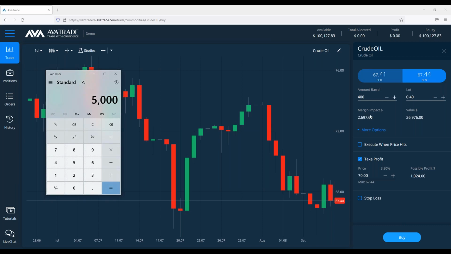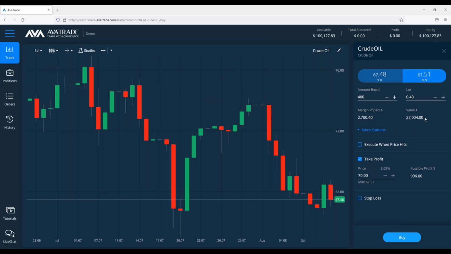My margin impact is here. We'll understand in a moment what margin impact is, because we don't know yet. But we now understand what leverage is. So $5,000 with a value of $27,000, but we see here the margin impact is only almost 2,700. In other words, if my leverage is 1 to 10, my 5,000 will be as if I had 50,000. My balance hasn't changed. My balance is only 5,000, but I can trade as if I had 50,000.